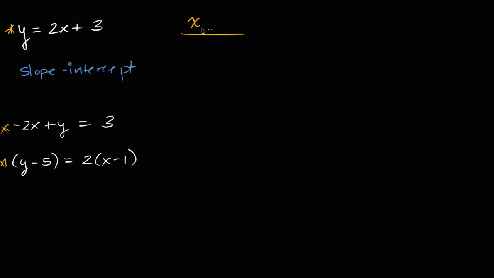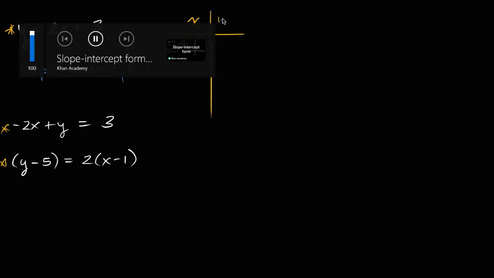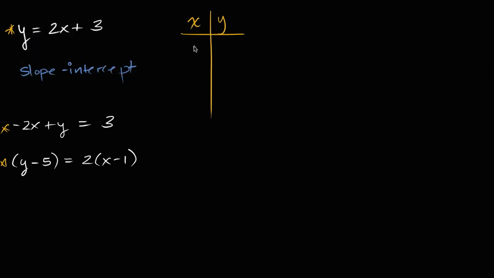I'm just going to plot some points here. So x, comma y. I'm going to pick some x values where it's easy to calculate the y values. So maybe the easiest is if x is equal to 0. If x is equal to 0, then 2 times 0 is 0. That term goes away, and you're only left with this term right over here. Y is equal to 3.